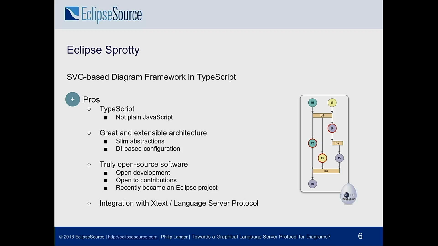And first and foremost, it's truly open source, right? The development happens in the open. The core Sprotty team is open to contributions. I think it took Miro 24 hours to react to a contribution that we sent, so that's really awesome. And it recently became an Eclipse project, which means the IP part is taken care of. And what's really cool about Sprotty is that it already comes with an integration with Xtext, or rather the language server protocol implementation of Xtext, which is a really great deal for us.